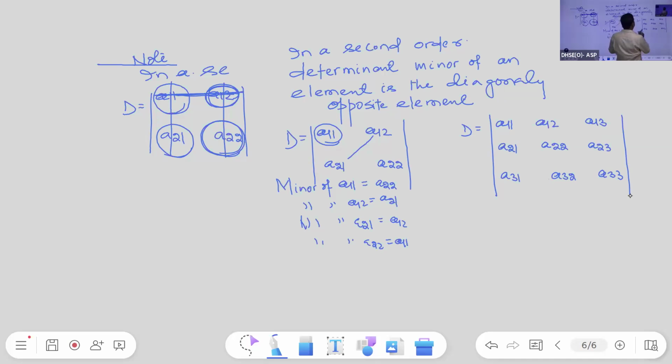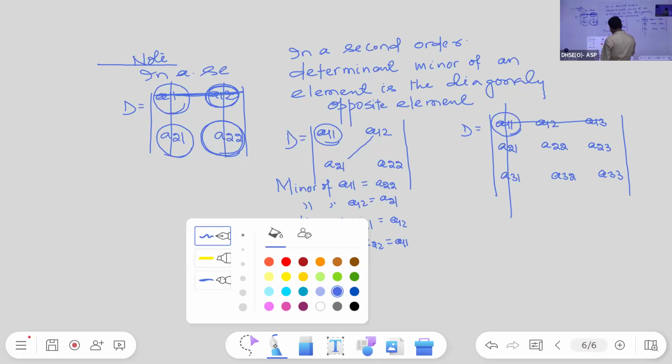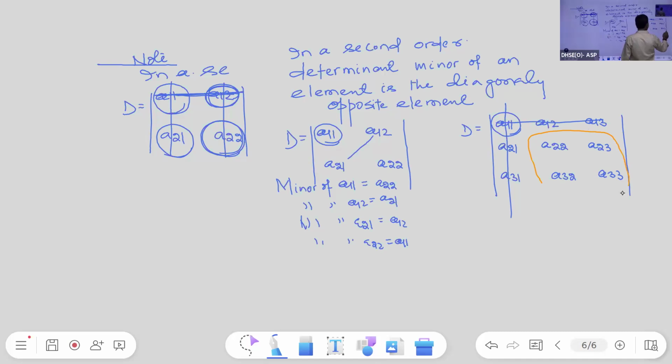Suppose we want to calculate the minor of A11. A11 is present at the intersection of first row and first column. To find the minor of A11, we have to delete the elements present in the first row and first column. After deleting the first row and first column elements, what is left over? A second order determinant is left over. The value of this second order determinant is the minor of A11.